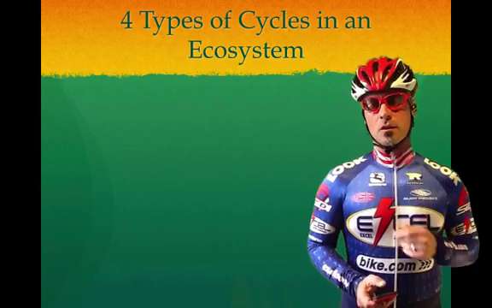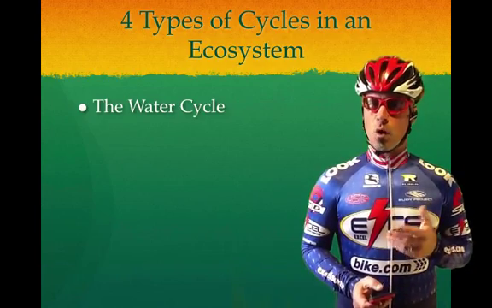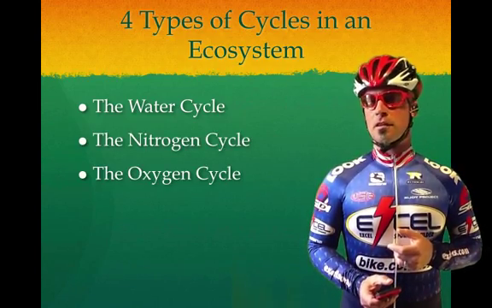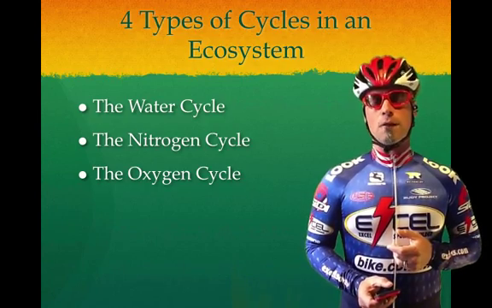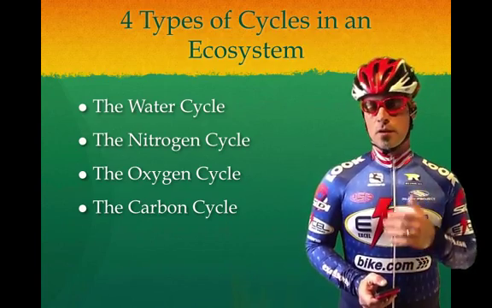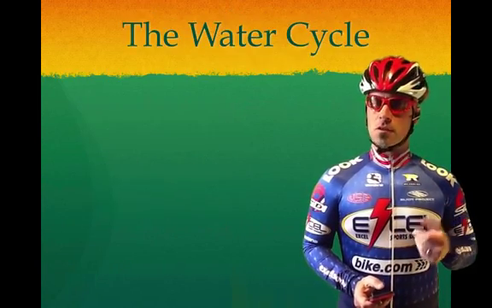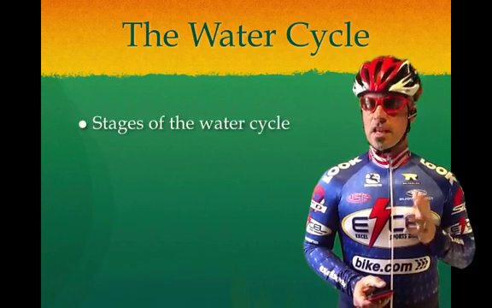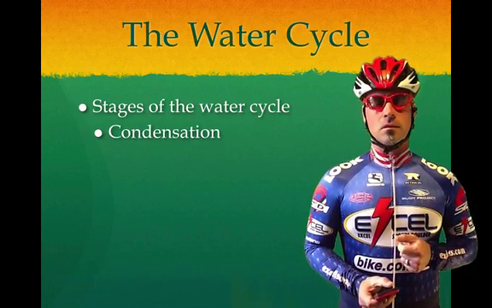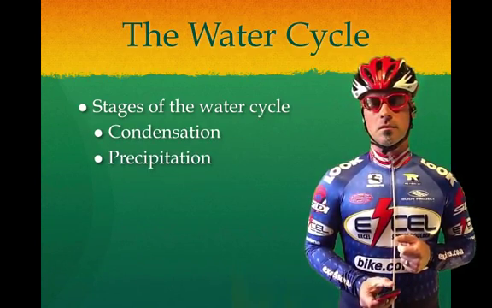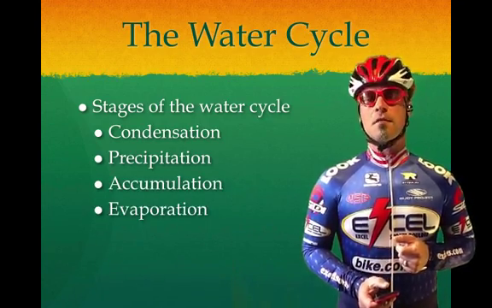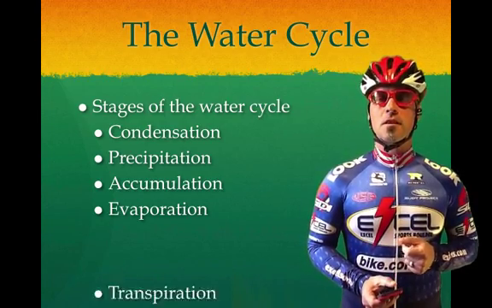All right, so there are 4 types of cycles in an ecosystem. The first is the water cycle. The second is the nitrogen cycle. The third is the oxygen cycle. Fourth is the carbon cycle. For this video, we're going to talk specifically about the water cycle and the nitrogen cycle. So first, the water cycle. The stages of the water cycle: the first is condensation, the second is precipitation, the third is accumulation, the fourth is evaporation, and the fifth is transpiration.